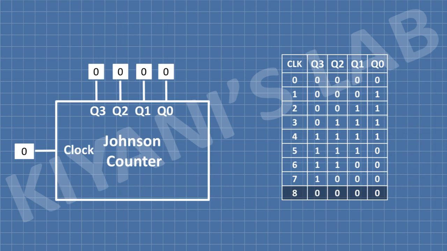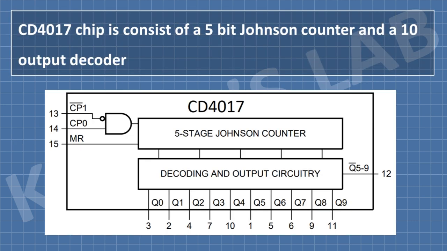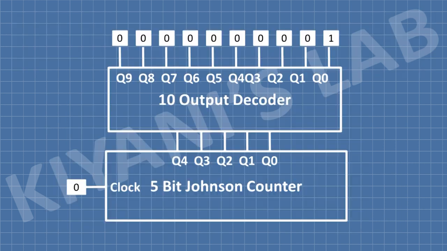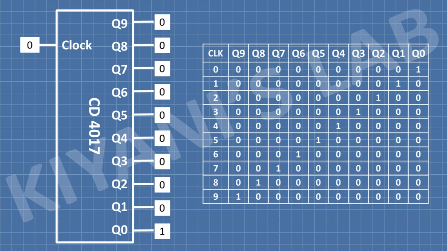Now let's see what is a Johnson counter. This is a Johnson counter. Whenever it receives a clock pulse, its output turns on and off in a sequence. The CD4017 chip consists of a 5-bit Johnson counter and a 10 output decoder. So this is the CD4017 IC. Whenever it receives a clock pulse, the corresponding output of that clock number is turned on.